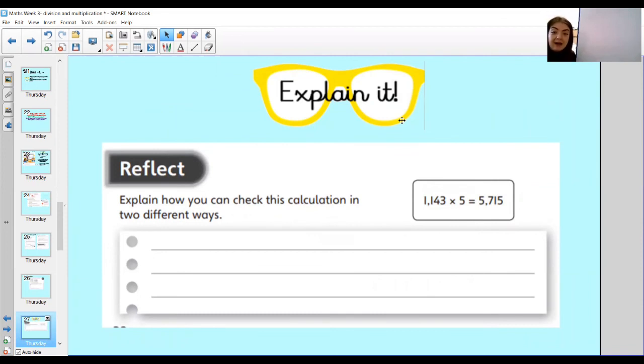So explain how you can check this calculation in 2 different ways, okay? So they've done 1,143 times by 5, and they've got an answer of 5,715, okay? How could you check if that is correct in 2 different ways? So show your working out in your box here, okay? So think about maybe your inverse might help you. Okay, so 2 different ways that you could check if that is correct.